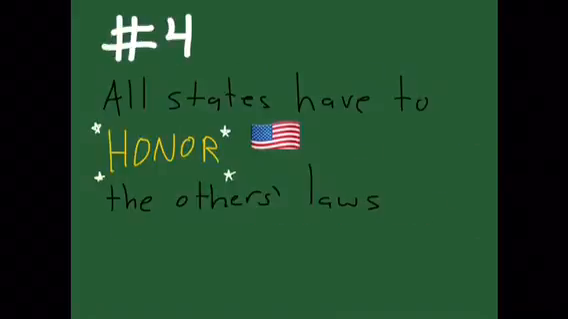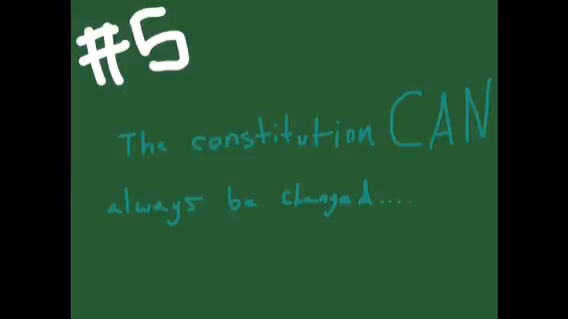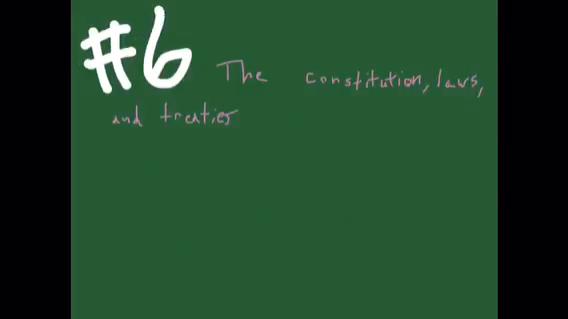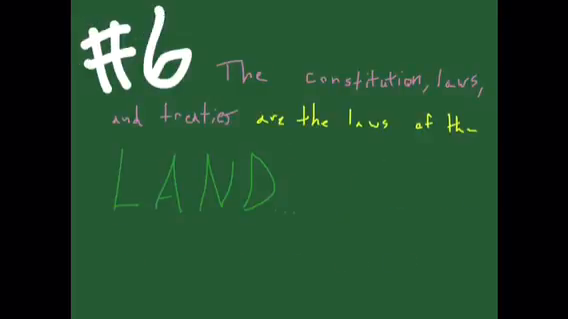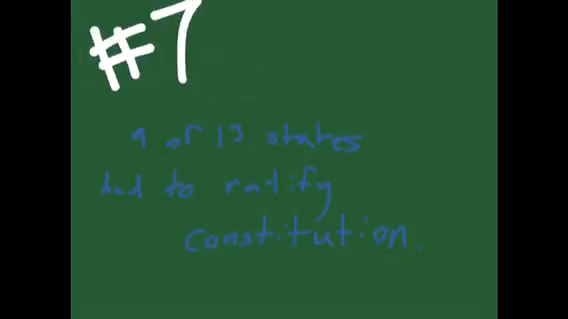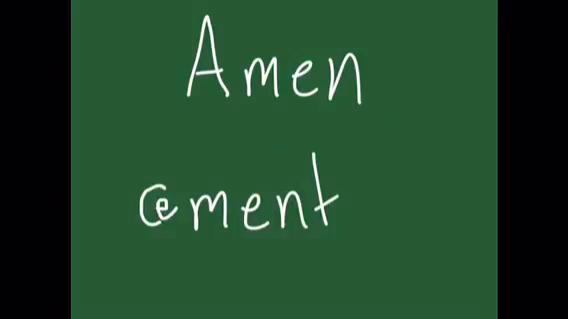Number 4, all states have to honor the others' laws. Number 5, the Constitution can always be changed. Number 6, the Constitution, laws, and treaties are the laws of the land. All officials must follow. Number 7, 9 of 13 states had to ratify the Constitution. The Articles didn't go so well, so finally, the final block was the amendments, which made up the Constitution.